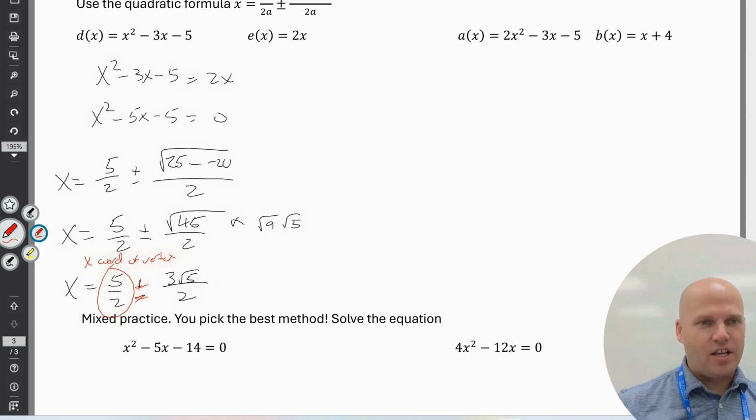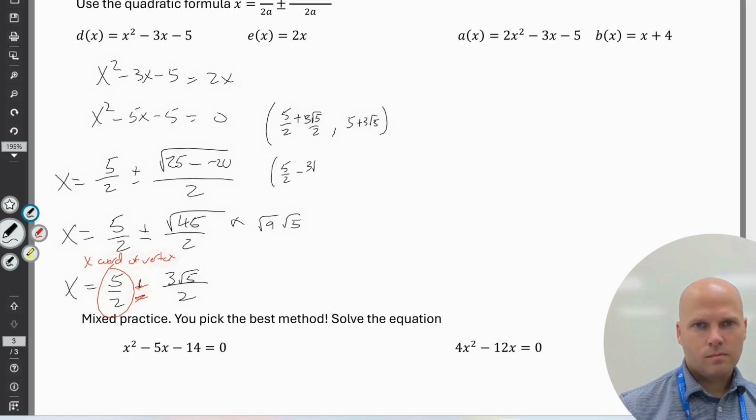Now, what is the y coordinate of the intersection? Well, I'm going to make it easy on you. It's your x times 2. If you multiply this by 2, you'll just get the top. Pretty cool. All right, another one.